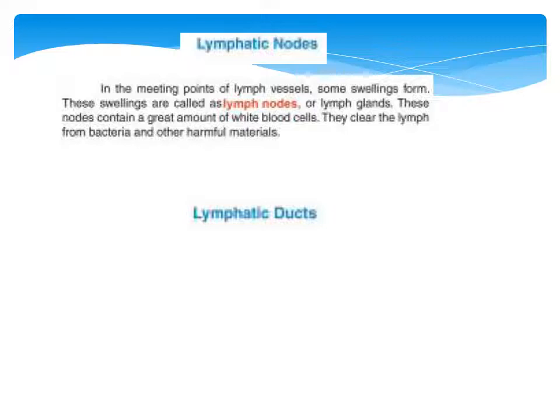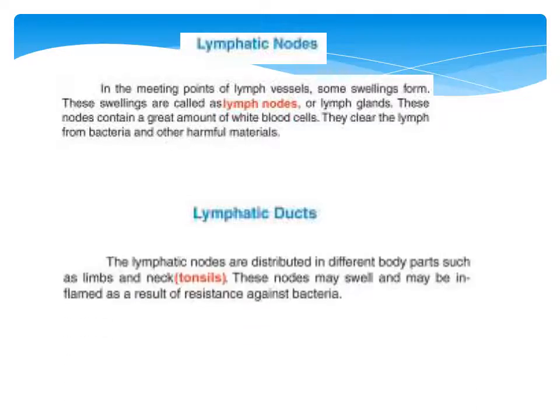Lymphatic nodes are distributed in different parts of the body, such as limbs, tonsils, neck, and other parts of the body. Lymphatic nodes may swell and become inflamed. Why? Because of resistance against bacteria. Because they resist the bacteria, they can inflame or swell. This is about the lymphatic nodes.